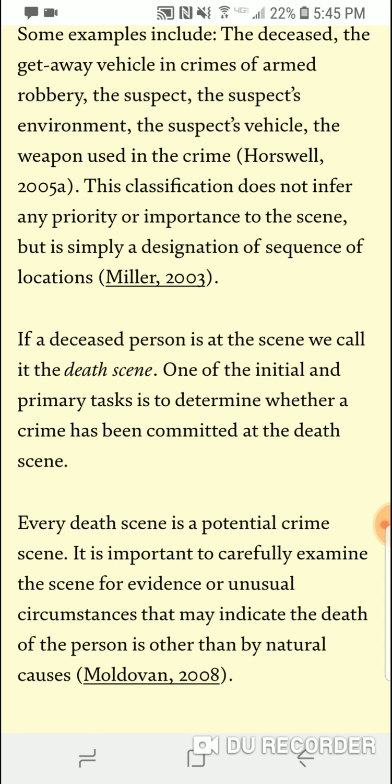If a deceased person is at the scene, we call it the death scene. One of the initial and primary tasks is to determine whether a crime has been committed at the death scene. Every death scene is a potential crime scene. Let me reread that. Every death scene is a potential crime scene. It is important to carefully examine the scene for evidence or unusual circumstances that may indicate the death of a person is other than by natural causes.